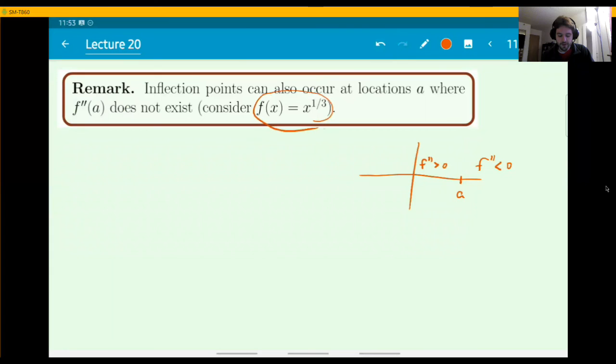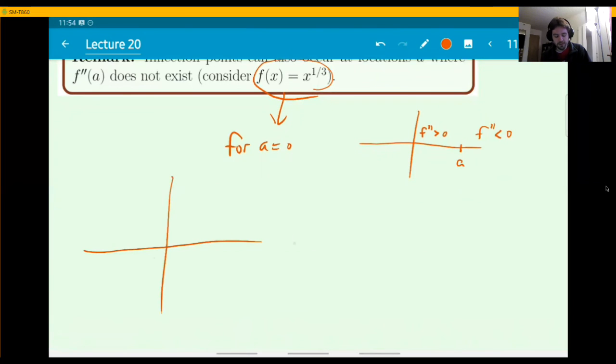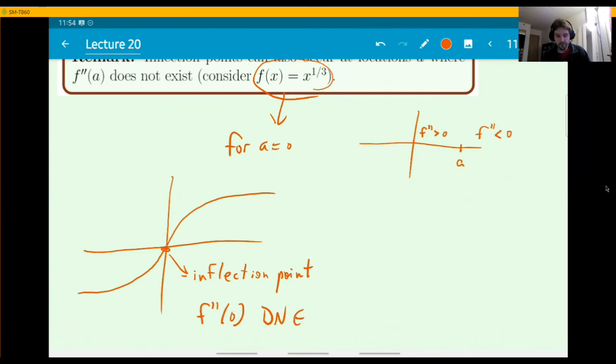This example here, for a equals 0, the function x to the 1/3 looks like this. So it's a smile first and then a frown. So this is an inflection point. But if you try to compute f double prime at 0, you're going to see that it does not exist. Instead of being 0, it actually does not exist. So we're just pointing out this can happen. It does not have to be equal to 0.